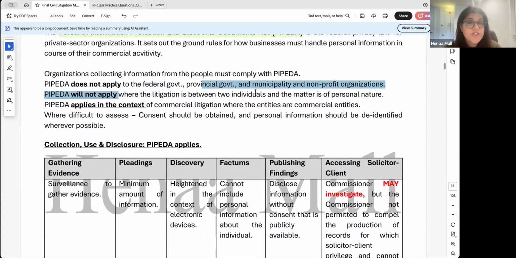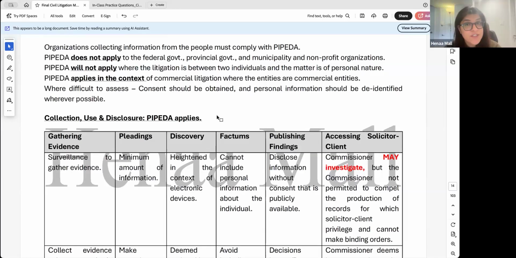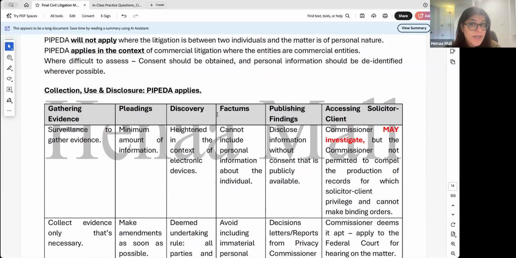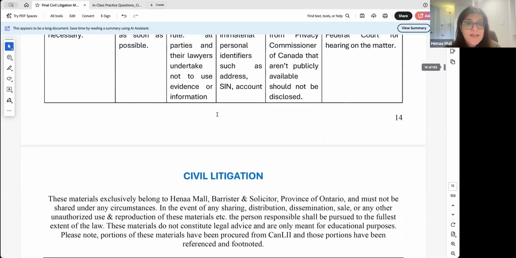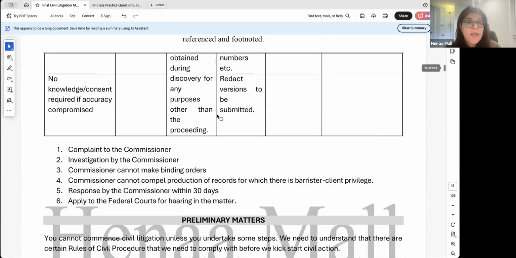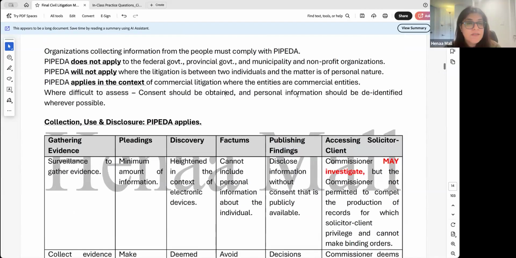PIPEDA will not apply where litigation is between two individuals and the matter is of a personal nature. PIPEDA applies in the context of commercial litigation where entities are commercial entities or where it is difficult to assess. Consent should be obtained and personal information should be de-identified wherever possible. Now, like I said, PIPEDA applies to every stage, whether it's gathering information, pleadings, discovery, factums, publishing findings, assessing solicitor-client relation.